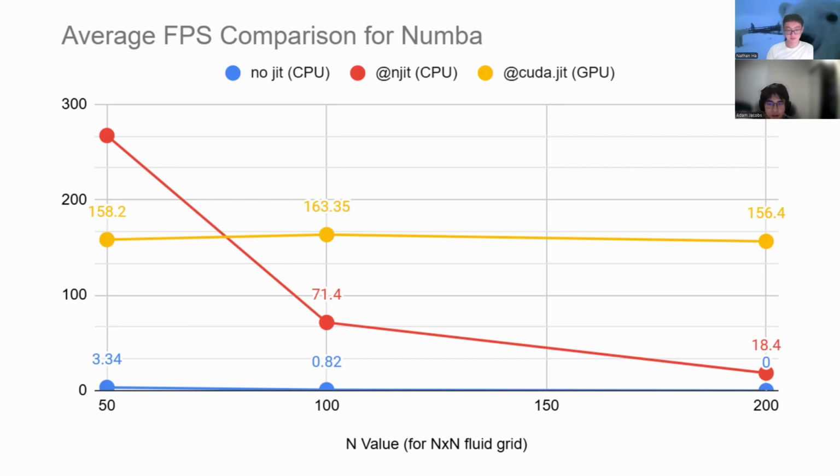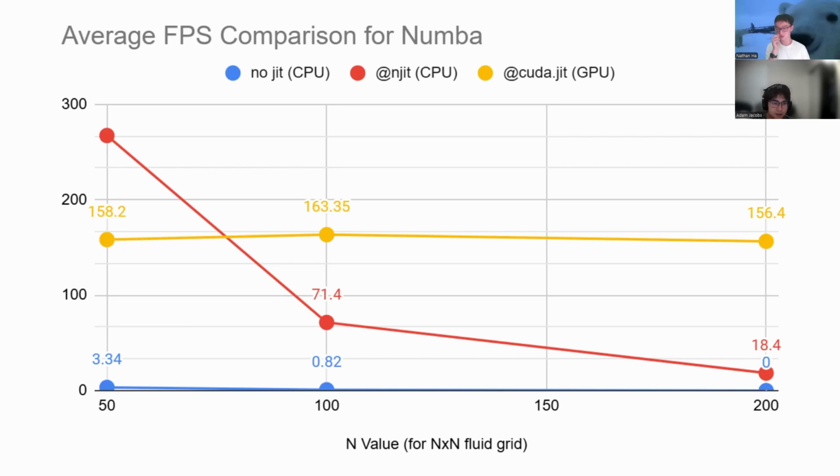Then looking at our CUDA version that was run on the GPU, the frames per second at 50 resolution didn't go as high as we were expecting, but it was still pretty high. When we go to 100, instead of dropping like the CPU one did, it was actually the highest at around 163 frames per second. Bumping up the resolution to 200, we got around 156 frames per second. It's pretty interesting to see how the GPU stayed consistent throughout all the resolution sizes.